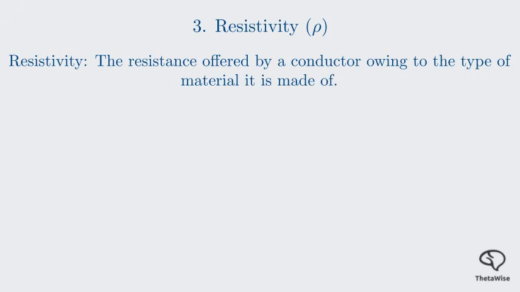Some materials, like copper, have low resistivity, making them excellent conductors. Others, like rubber, have very high resistivity, making them good insulators. Because it's intrinsic to the material, resistivity is also known as specific resistance. It is represented by the symbol rho, and its SI unit is the ohm meter, or Ωm.